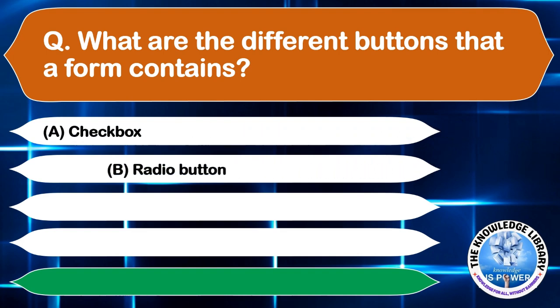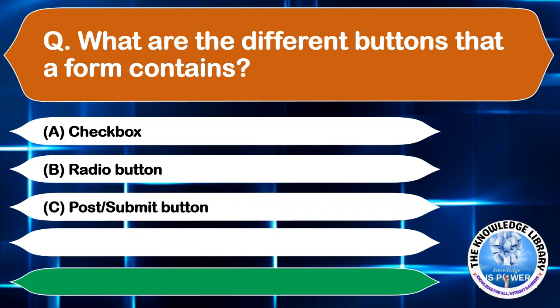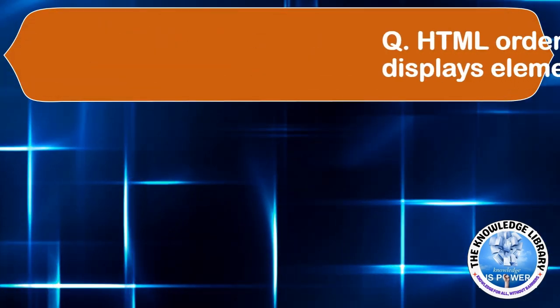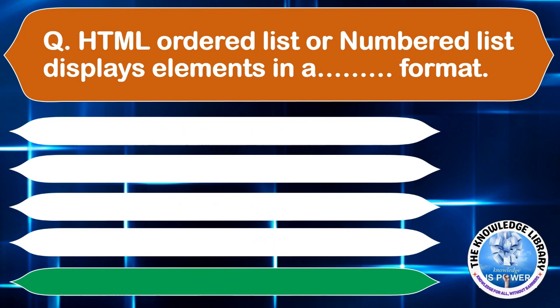The next question is, what are the different buttons that a form contains? Option A, checkbox. Option B, radio button. Option C, post submit button. Option D, all of these. The correct answer is option D, all of these.